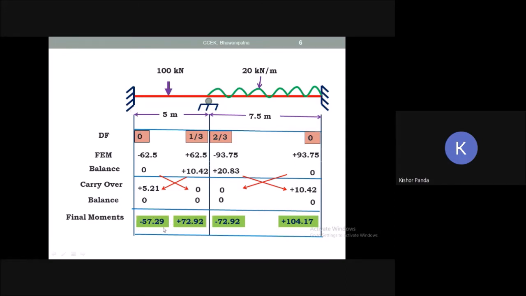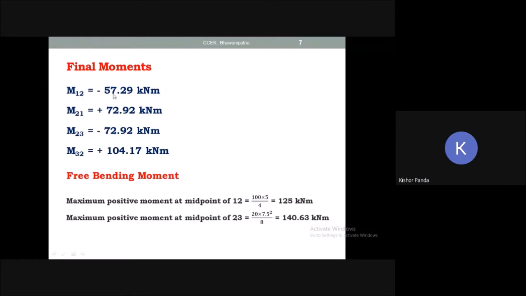M12 minus 57.29 and M21 72.92, M23 minus 72.92 and M32 this is 104.17. Always you have to check. Adjoint to the support, the sum of the moments should be 0. So this side you got 72.92 and this side you got minus 72.92. So what is the sum of the moment? Adjoint to, this is your 0. So these are the final moments: M12 minus 57.29, M21 72.92 kilonewton meter, M23 minus 72.92 kilonewton meter, M32 plus 104.17 kilonewton meter.